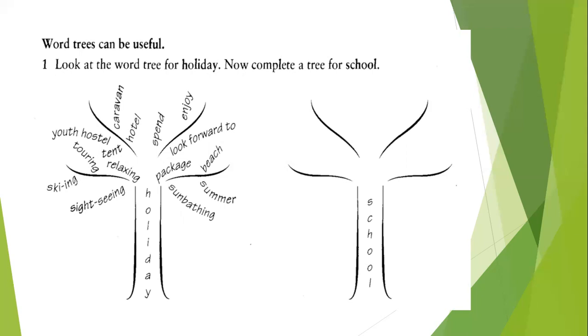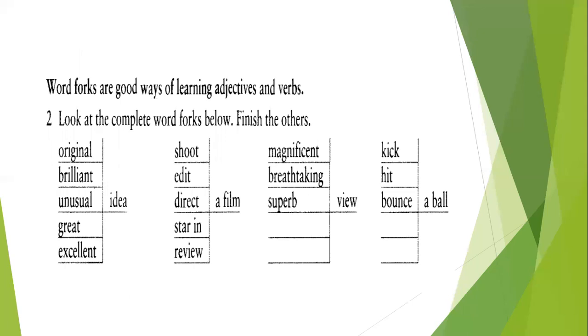Now try yourself, find as many words as you can related to the word school and write them on the branches of your tree. This is another method which is called word forks. It is similar in shape to a fork, that's why it is called like this. Word forks are good ways of learning adjectives and verbs and very helpful for memorizing collocations.